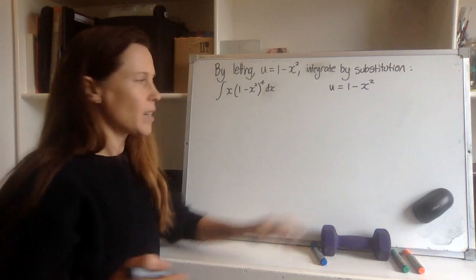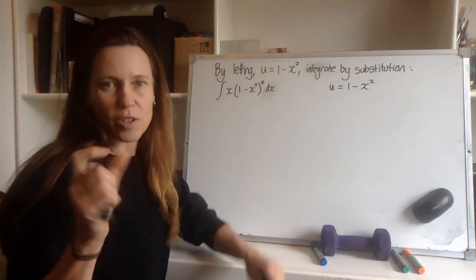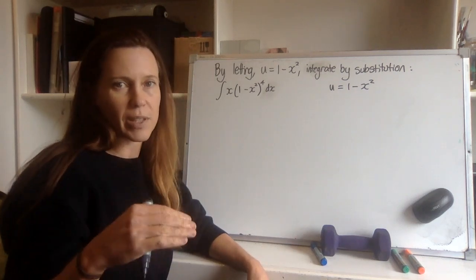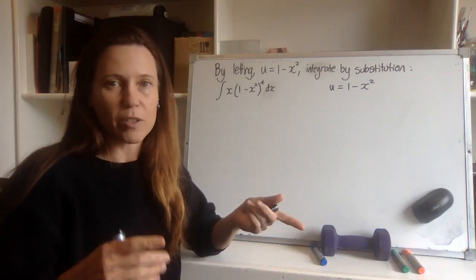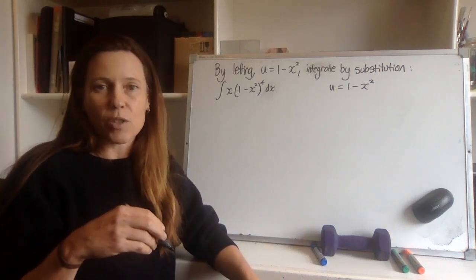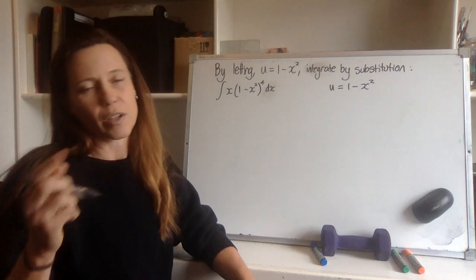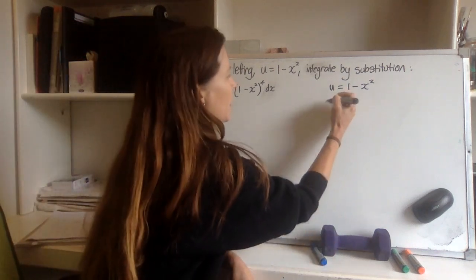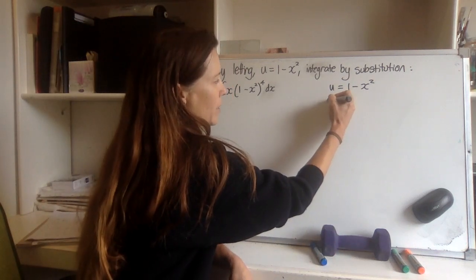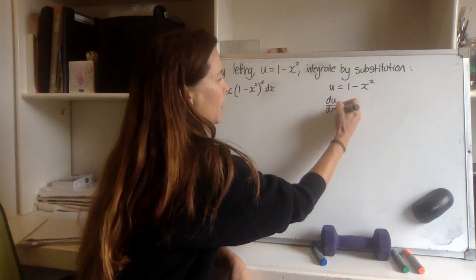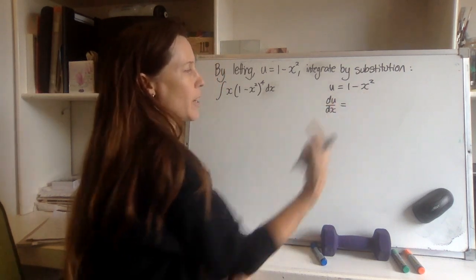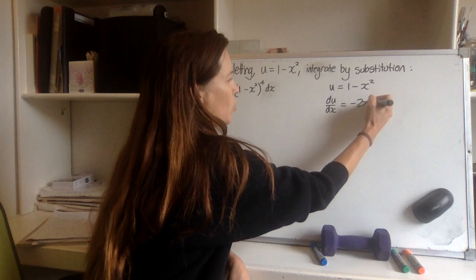Now, the next step that you need to do over here is sort of 2 steps in one. I'm going to do the 2 steps separately this time, and for the first couple that you do in your textbook, you might want to do it in 2 steps, but you're very quickly, I think, going to be able to do this in 1 step. Now, if we know what u is, and it's in terms of x, then we can find du dx very easily. We just differentiate with respect to x, and we get minus 2x.